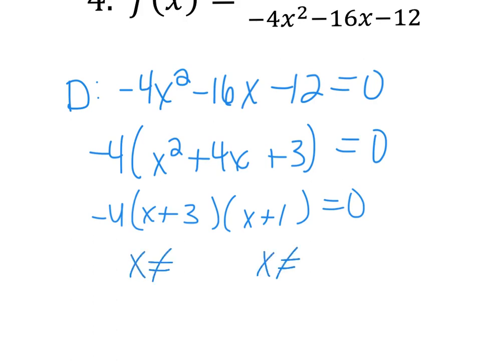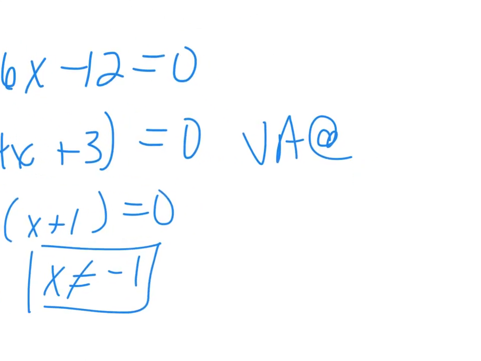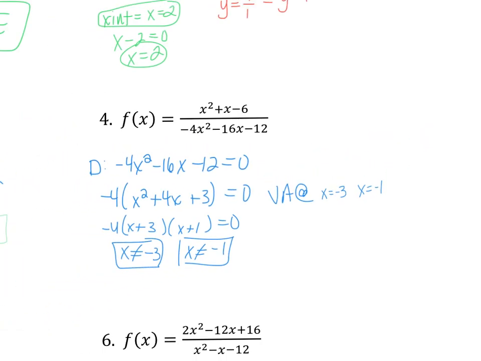What can x not be? Negative 3 and negative 1. Good job, guys. So I also found my vertical asymptotes. My vertical asymptotes are at x equals negative 3 and x equals negative 1. Agreed? Yes. Okay.